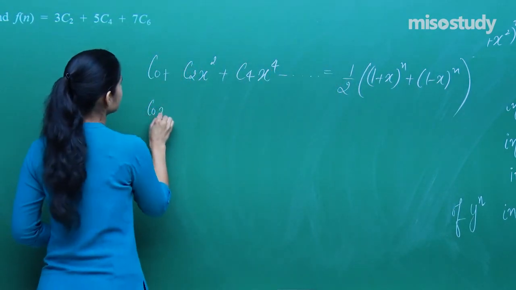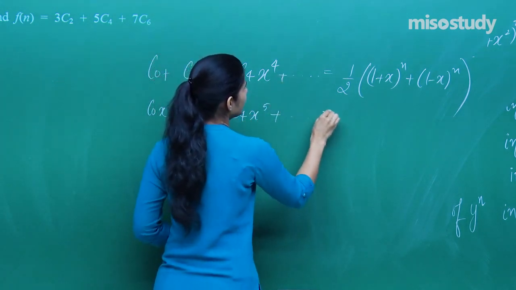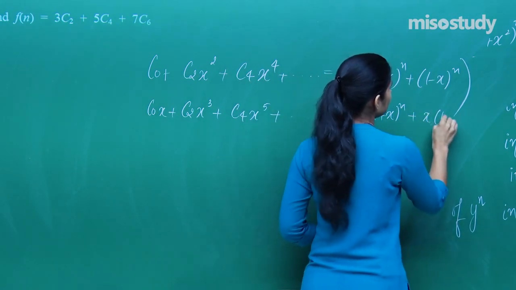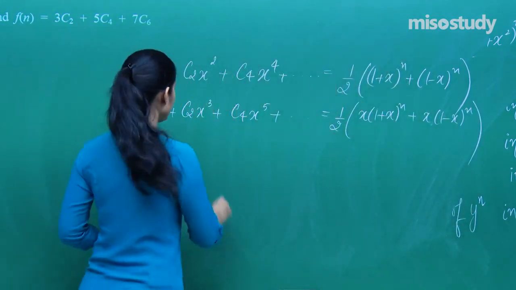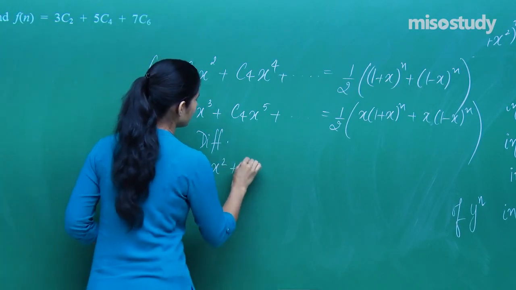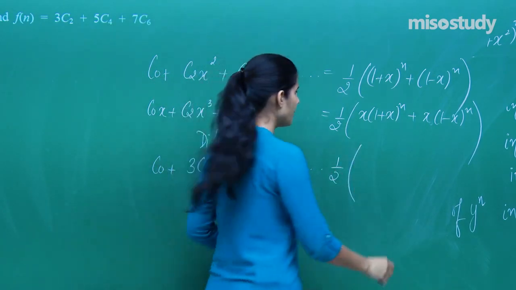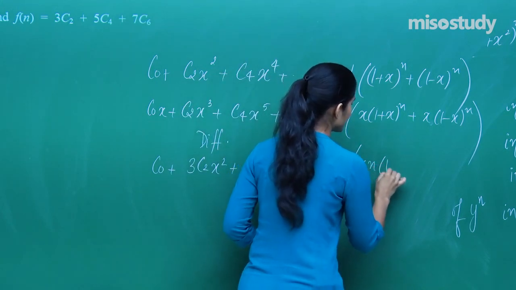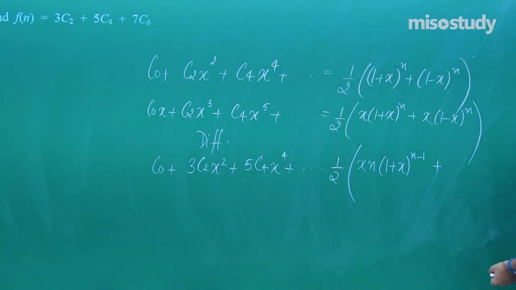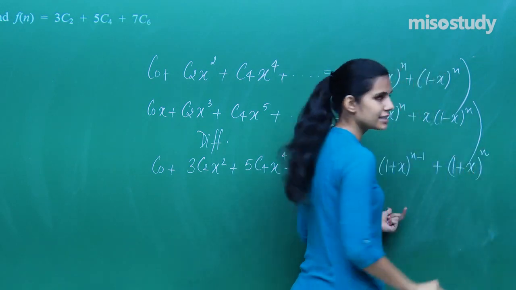Right, multiply x throughout, you get C0 x plus C2 x cube plus C4 x to the power 5 plus and so on, equals 1 by 2 x into (1 plus x) to the power n plus x into (1 minus x) whole to the power n. Now you differentiate. When you differentiate, you get C0 plus 3C2 x square plus 5C4 x to the power 4 plus and so on, equals 1 by 2. This becomes first function into differentiation of the second function plus second function into differentiation of the first. So you have plus (1 plus x) to the power n into d by dx of x, which is 1.